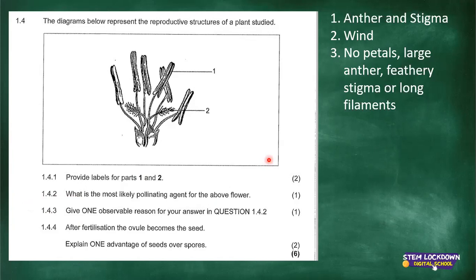And then question 1.4.4. After fertilization, the ovule becomes the seed. Explain what advantage of seeds over spores. You know that, right? After fertilization, the ovule will be the one that becomes the seed. So, what is the one advantage of seeds over spores?